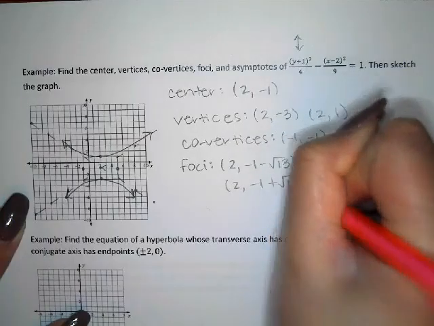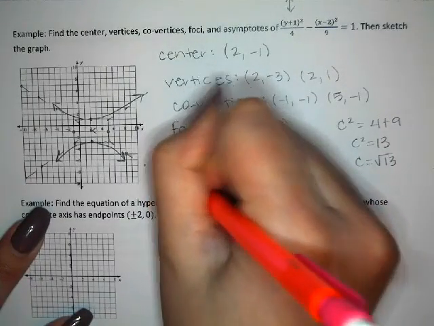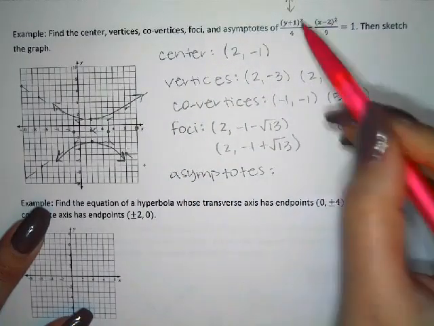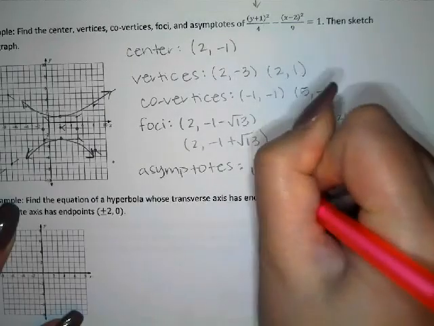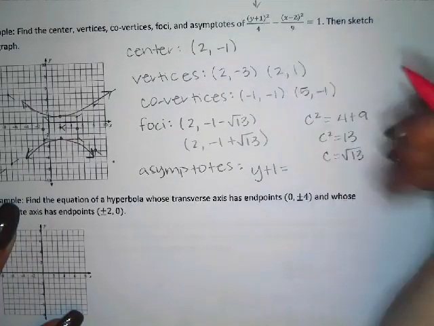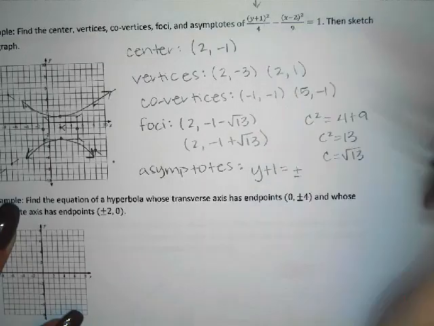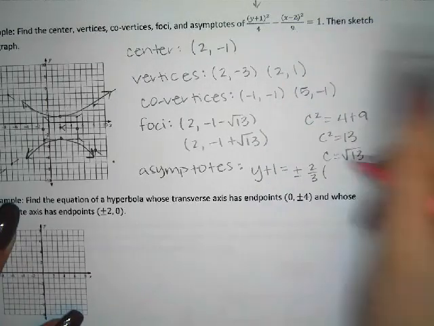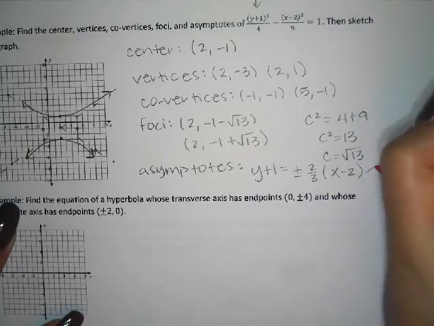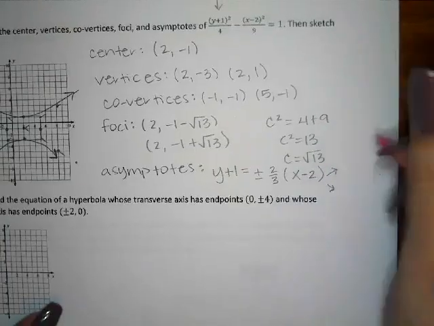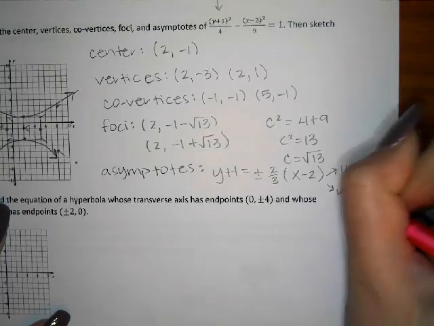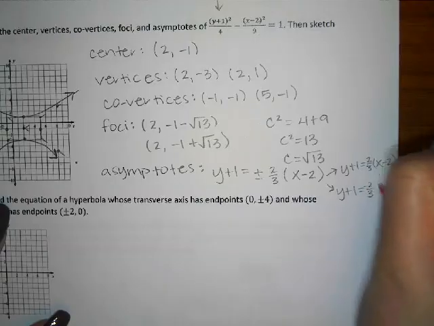All right, for the asymptotes, I'm going to do the y parentheses equals the square root of this number divided by the square root of that number, so plus or minus 2 over 3, and then the x parentheses. So for our two asymptotes, we have y plus 1 equals positive 2/3 times x minus 2, y plus 1 equals negative 2/3 times x minus 2, and we can check it and make sure it makes sense.